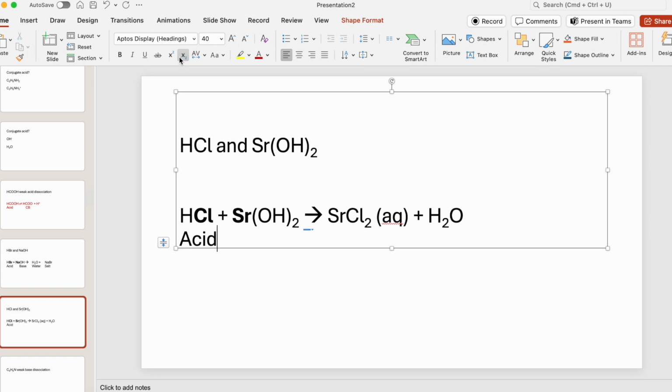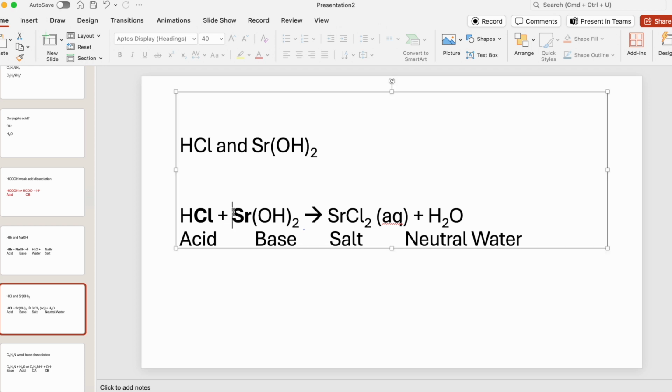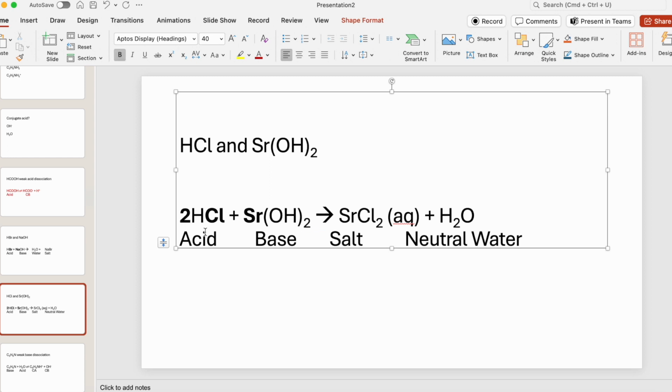So in this case, HCl is the acid. Strontium hydroxide is the base. Strontium chloride is our salt. And obviously H2O is our neutral water. So there you go. That's how you do neutralizations. And real quick, I forgot to balance this thing, but you have to remember that for neutralizations, there are 2 HCl's because there are 2 waters on this side. Don't forget that. Because of the OH2 here, I have to double the water, which in turn doubles the acid. And that's what makes the Cl2 continue to be correct.